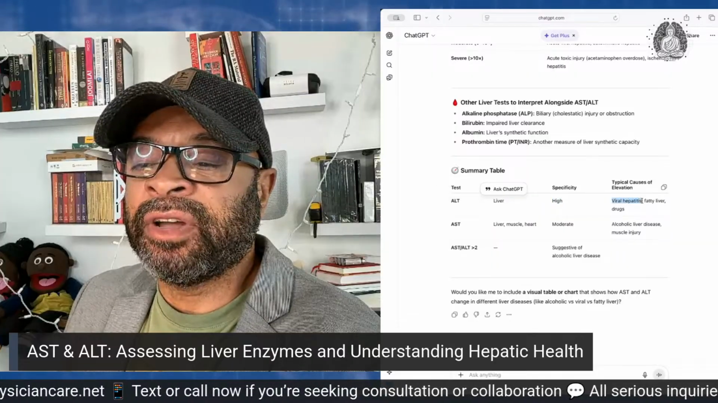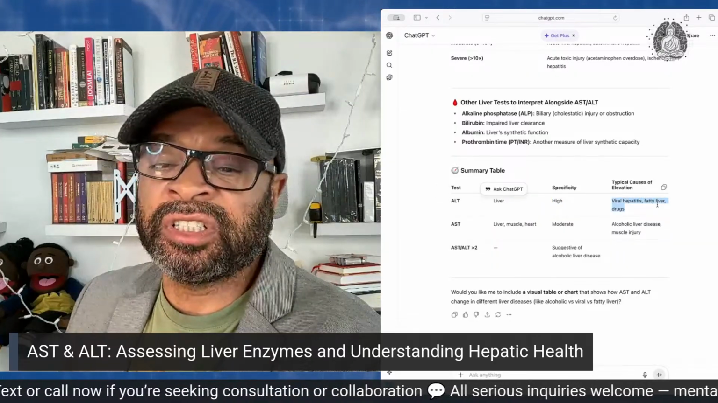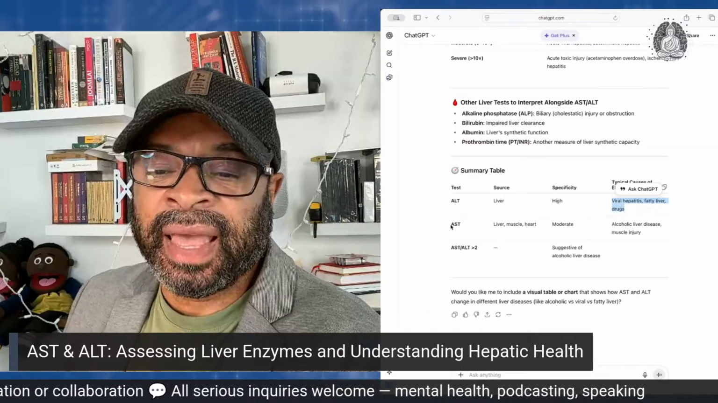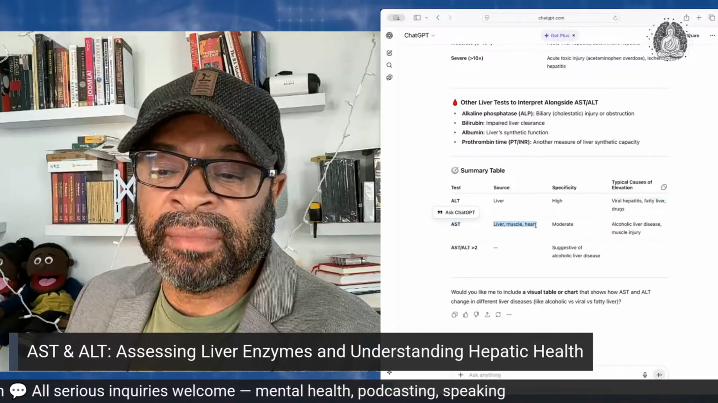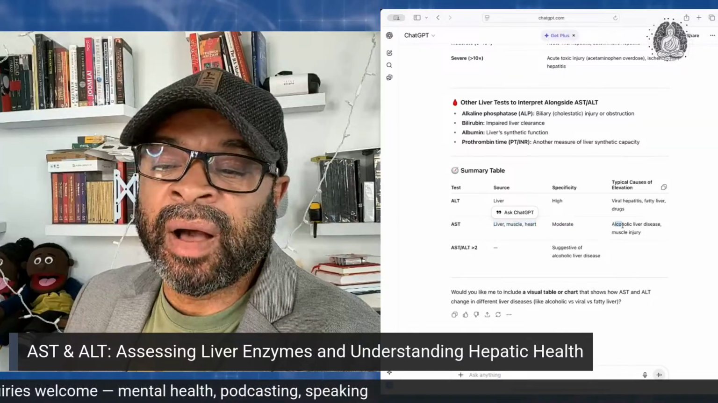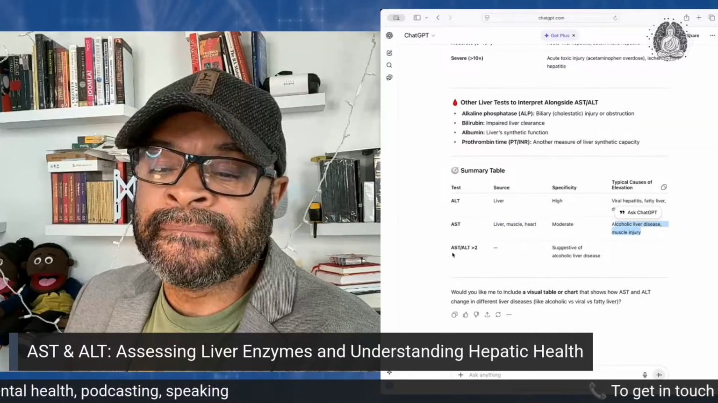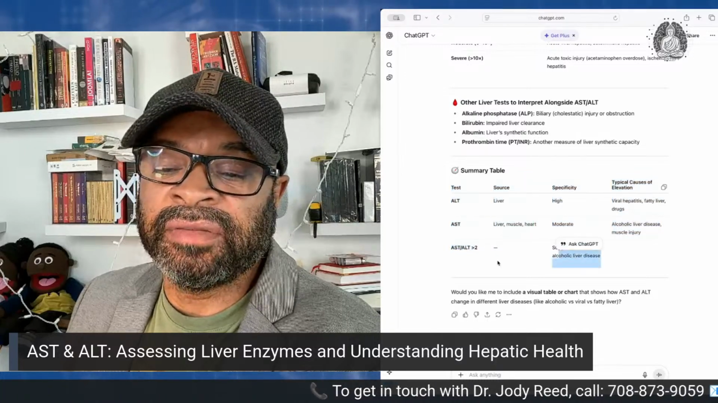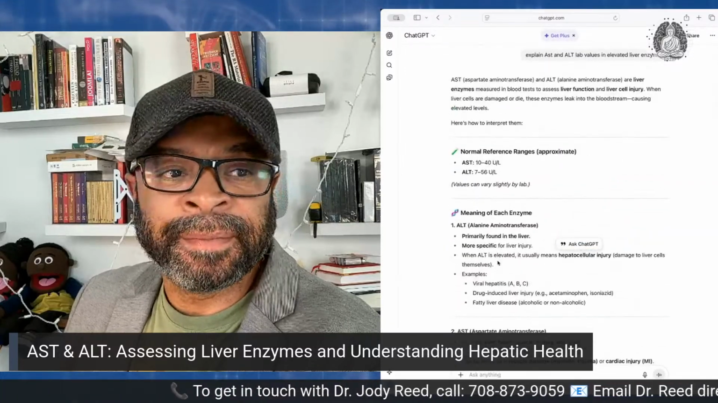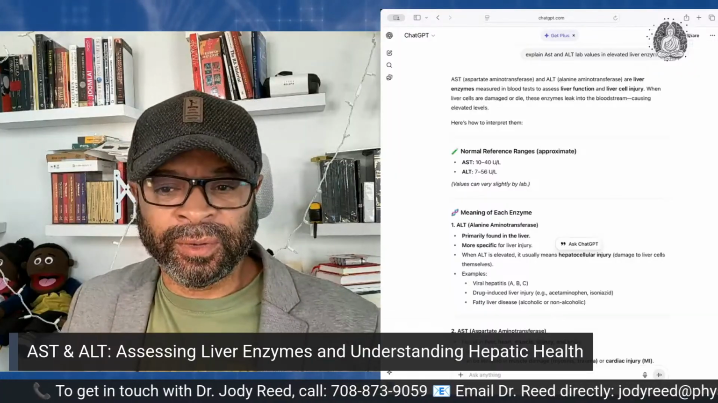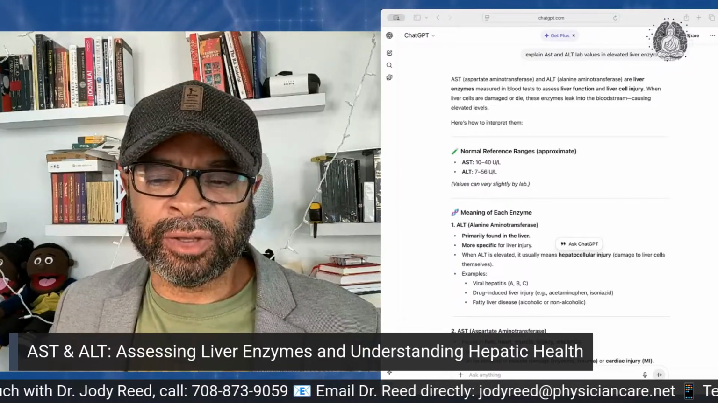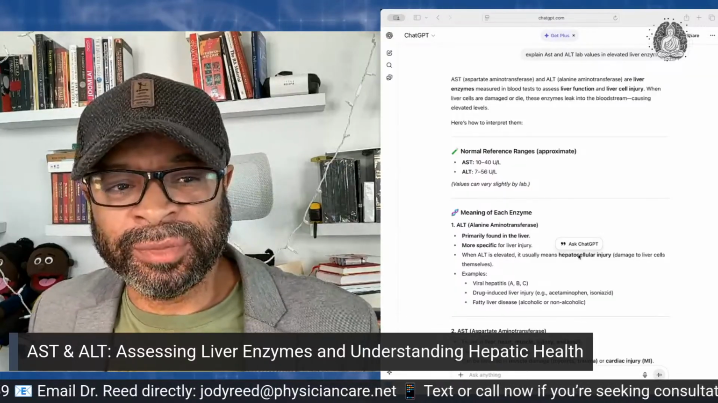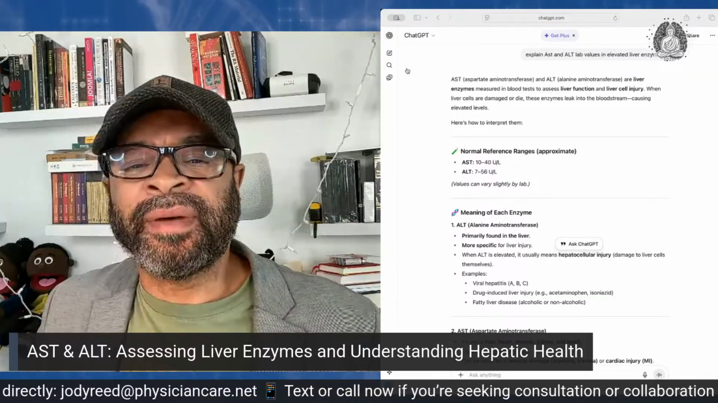It is seen in viral hepatitis, fatty liver, and drugs, because all of these damage the hepatocyte directly. AST is found in the liver, the heart, and muscle, so it's seen in alcoholic liver disease and muscle injuries. If AST is twice the value of ALT, it suggests alcoholic liver disease. I think that's all I wanted to say about AST and ALT values and, more importantly, how they're used in diagnosis and treatment.